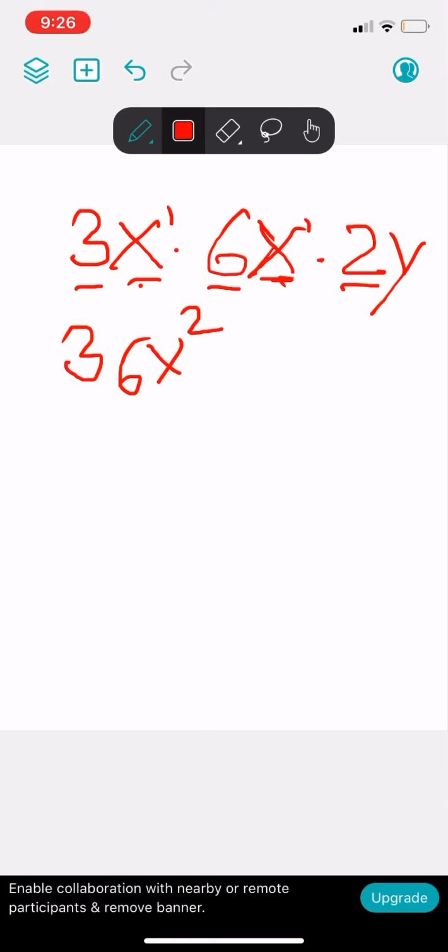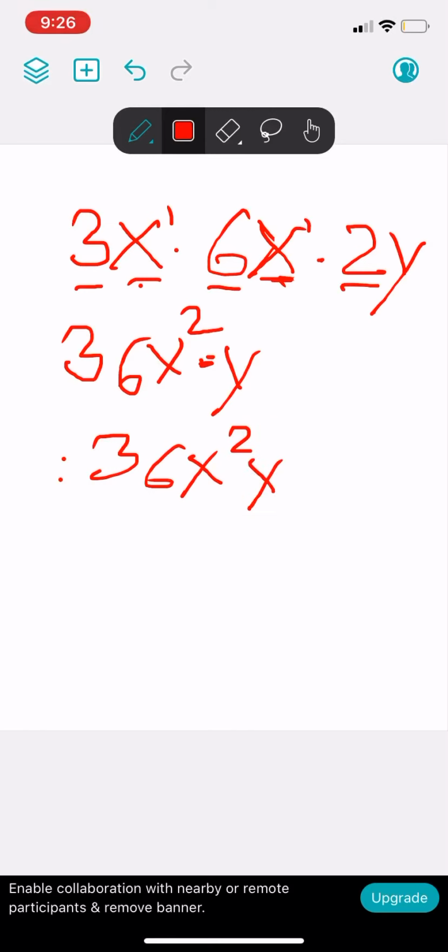And then we just have one y and we don't have any more y. So you just write y by itself because you can't add any other powers, because you don't have any other y. So your answer is 36x squared y. So when you are multiplying the variables, you are adding the powers of the same letters. If you have same letters with different powers, you are just adding those powers.